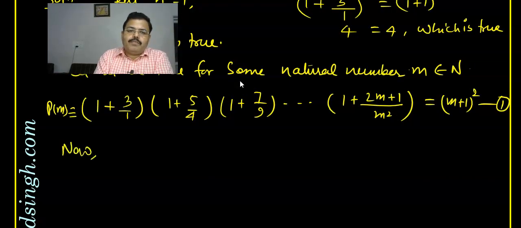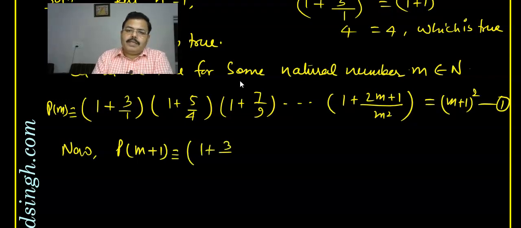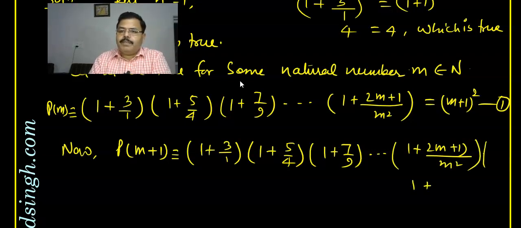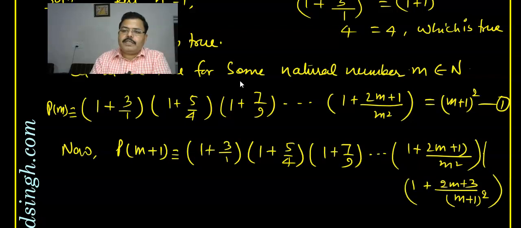Now, Pm+1 is equivalent to what? (1 + 3/1)(1 + 5/4)(1 + 7/9), like this, and this step is (1 + (2m + 1)/m²). And the next step will be (1 + (2m + 3)/(m + 1)²), isn't it? Because there is no space, I have written it here in the denominator.